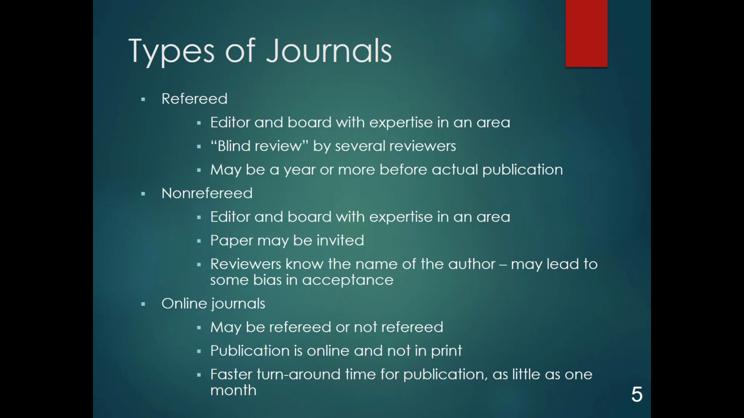So there's 3 different types of journals. There's the referee journals. These are where you have an editor and board with expertise in that specific area, and they're blind reviews by several reviewers. This means that whenever you submit an article, it will be reviewed by several people without them knowing the author's name. So when you submit something, you'll submit it without a cover page or without your name on the cover page. That way they can review everything without knowing who wrote it.